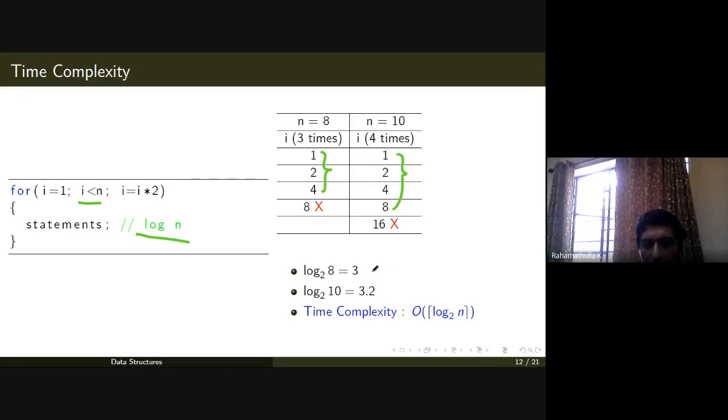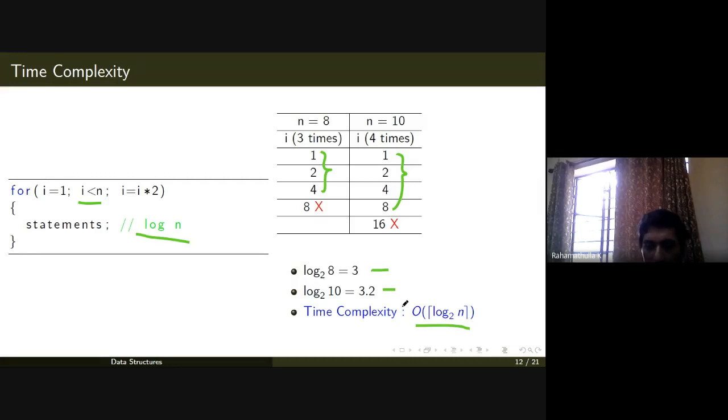But log 8 is 3 and log 10 is almost equal to 3.2 or 3.21, something like that. It's not an exact power of 2, so it will be somewhere related to this. When it is just above 3, then the next step also will be executed. That means the time complexity of this piece of code can be refined as order of ceil of log n, not plain log n or floor of log n, it is order of ceil of log n.